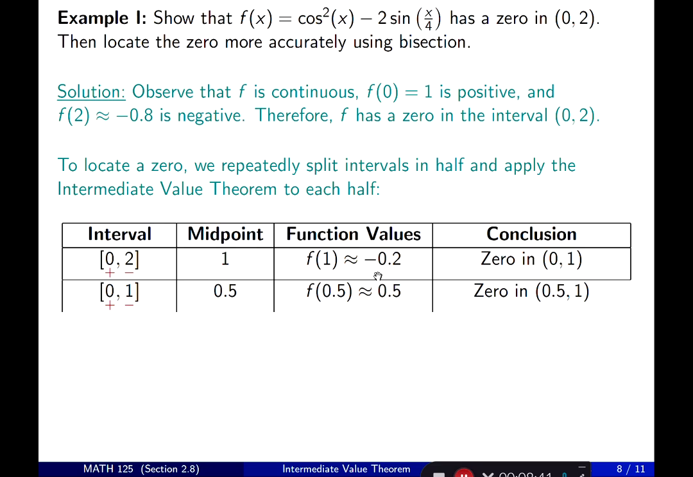So now 0.5 is a positive value, that's the f value is a positive value. Replace 0 by 0.5, because 0 was giving a positive f, and 0.5 is giving a positive f. Now you have 0.5 and 1.